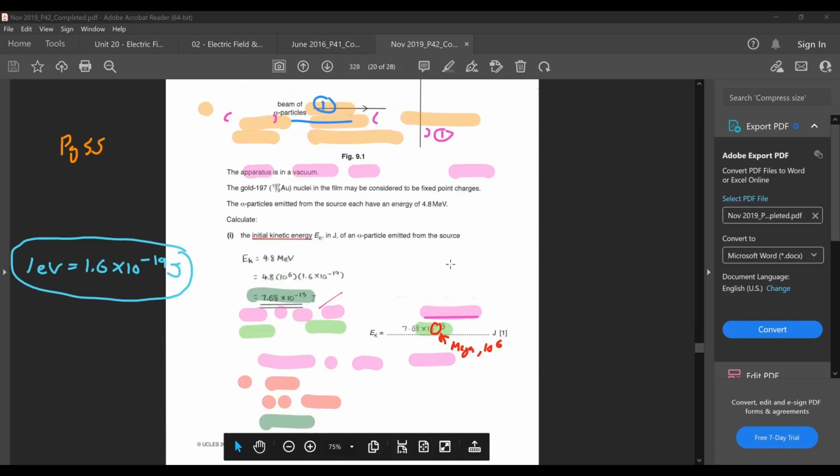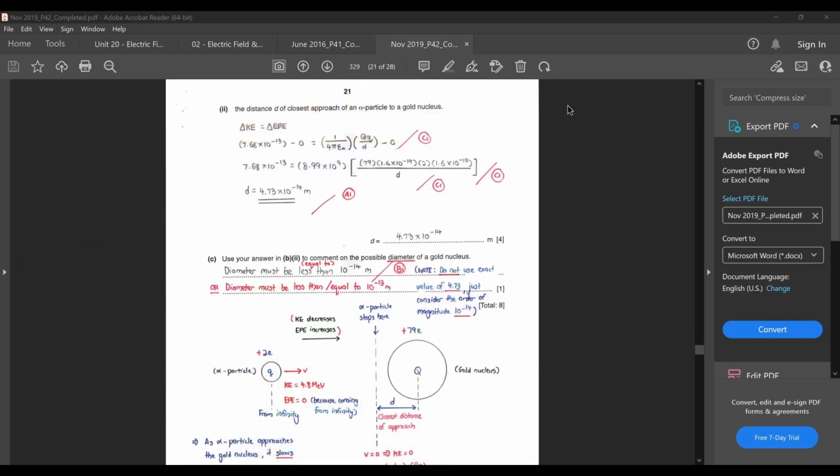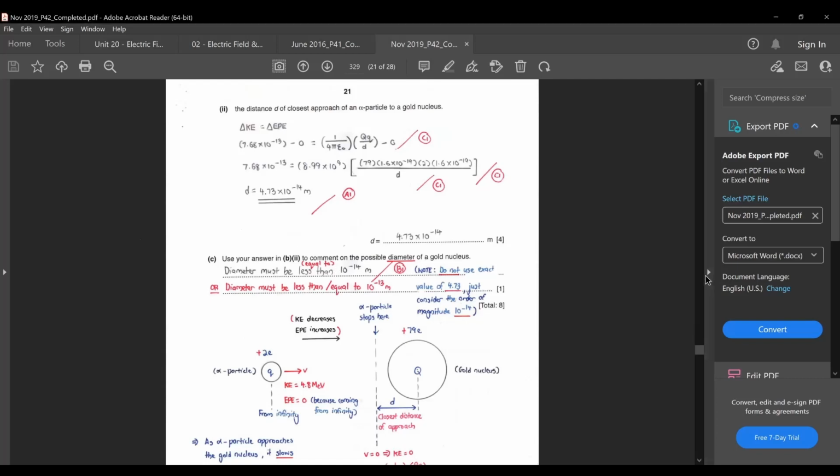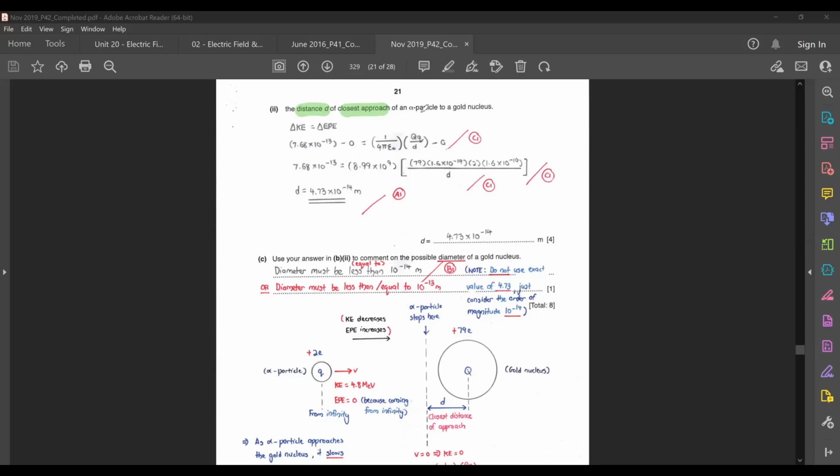Now the other part is where you need to think quite a fair bit. For this other part of the question, they are asking you the distance d of closest approach of an alpha particle to a gold nucleus. Okay, they want the distance of closest approach of an alpha particle to a gold nucleus.